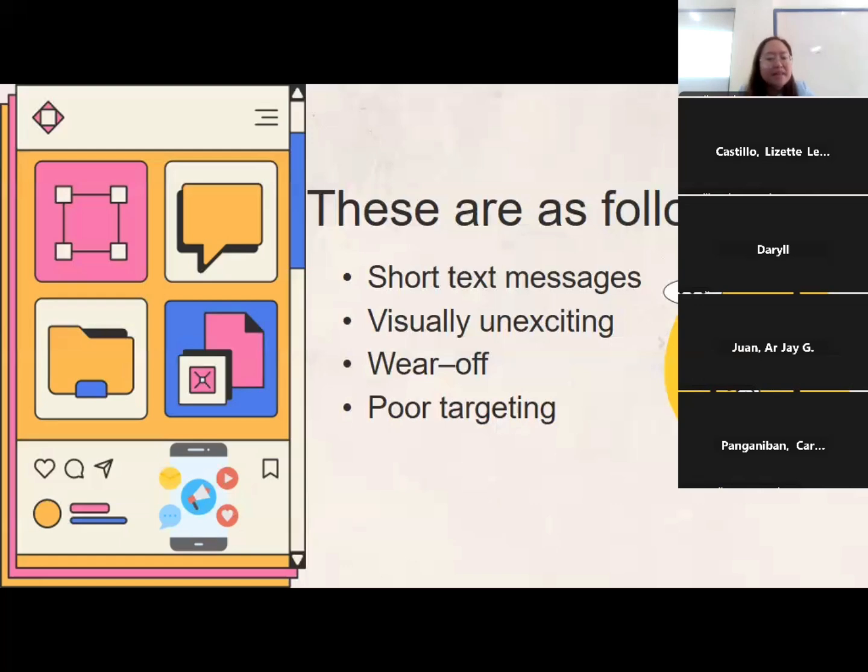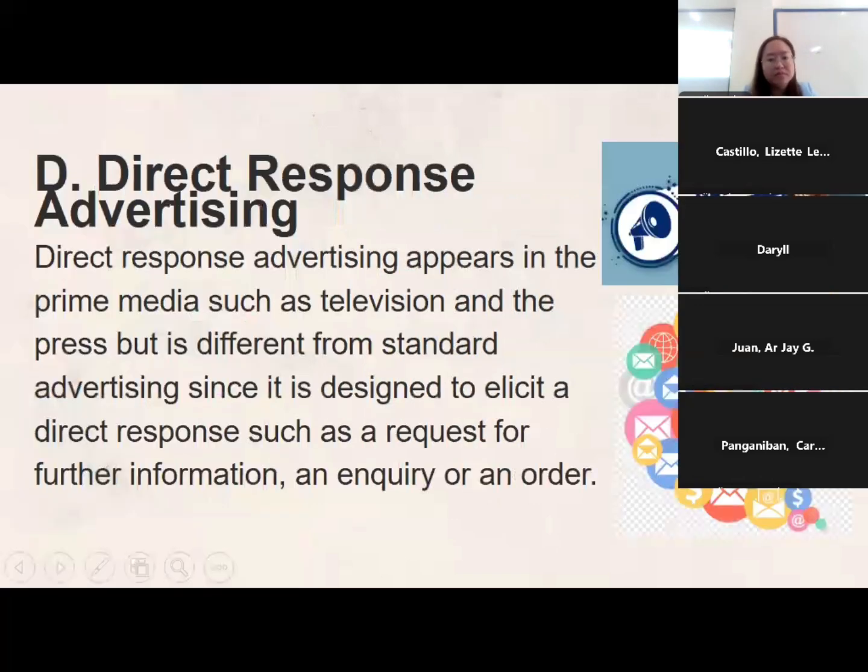Although mobile marketing has some limitations, it is still popular, it is still effective with many customers finding it useful and receiving timely offers and updates. All right, so let's proceed to direct response advertising.